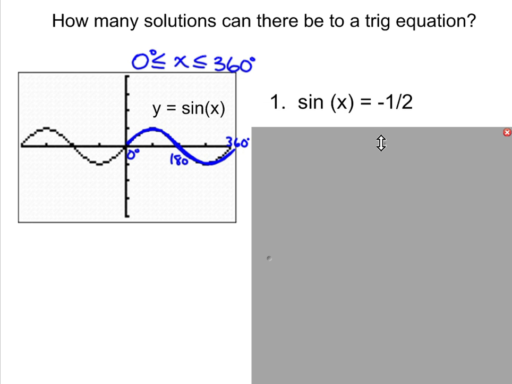Well, let's consider it for negative half. How many times does that graph cross negative half within the interval 0 to 360? Well, there's one, and there's two. Two places.